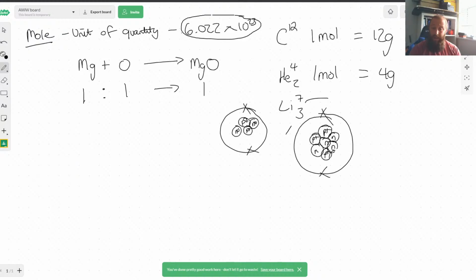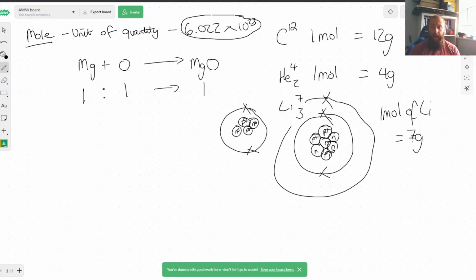And if you can't remember how to do this, go back and have a look at Chemistry 1 at some point, not now. But if you have a look, I've got 4 particles in the nucleus of my helium atom, but I've got 7 particles in the nucleus of my lithium atom. So I would expect my lithium atom to be heavier. So in other words, 1 mole of lithium would equal 7 grams. Okay?